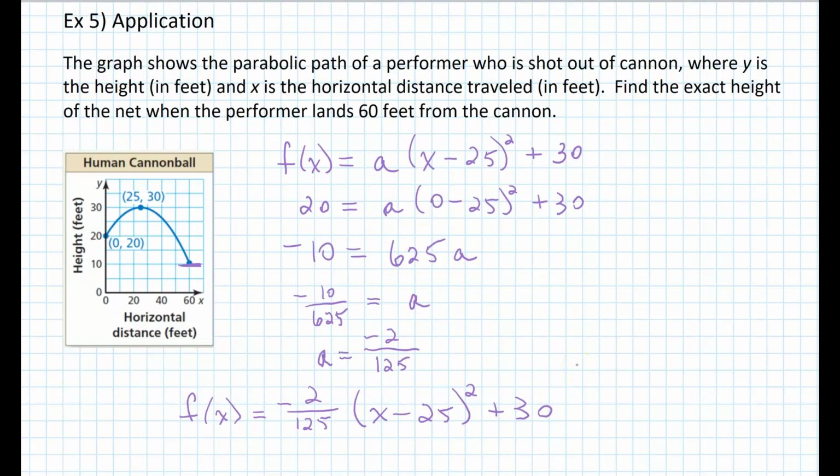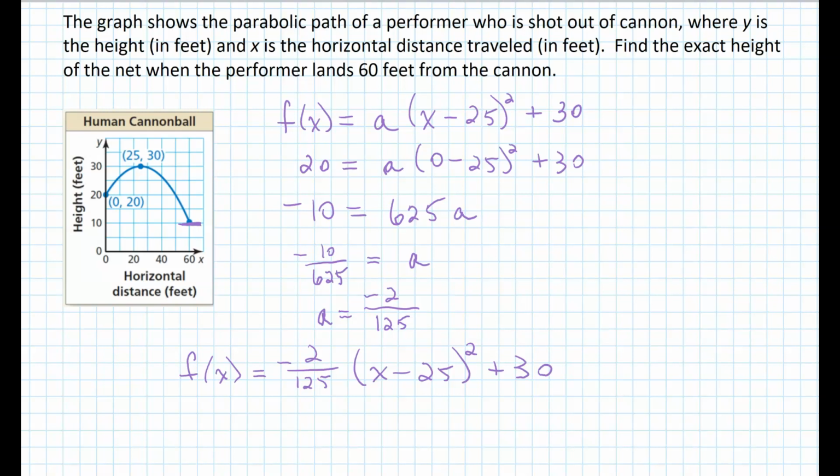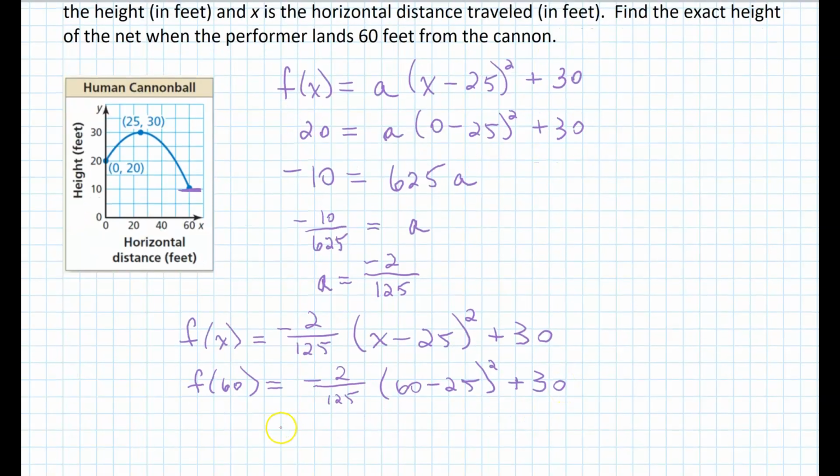But what is it I'm trying to find? The y when x is 60. So now I'm going to have to plug this in. F of 60 is equal to negative 2 over 125 times (60 minus 25) squared plus 30. And as I said, this has become a calculator problem. The answer comes out to 10.4.